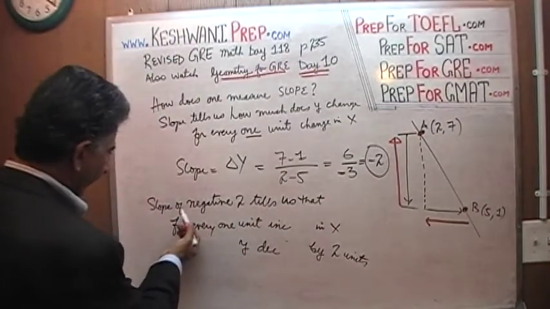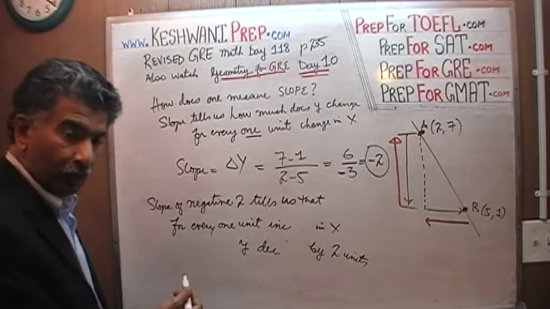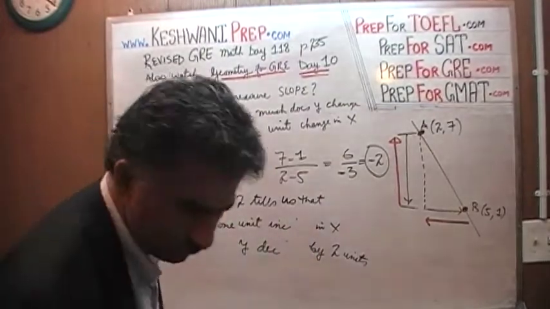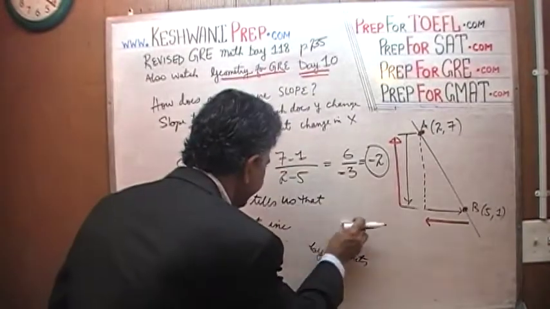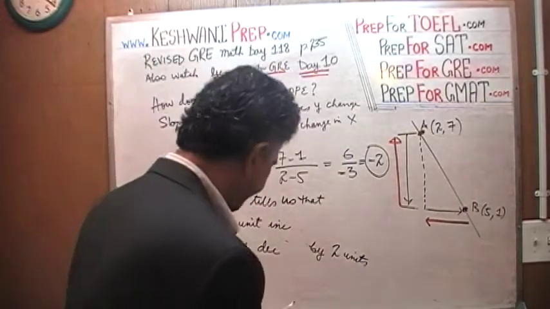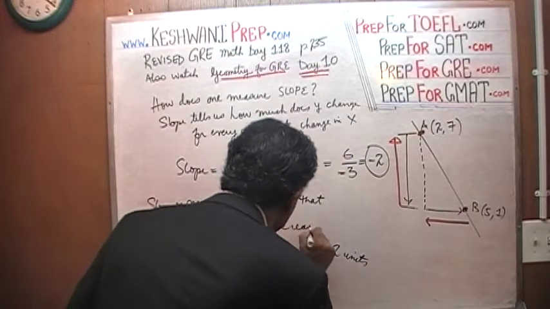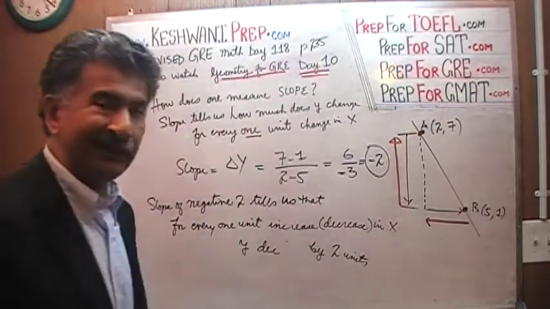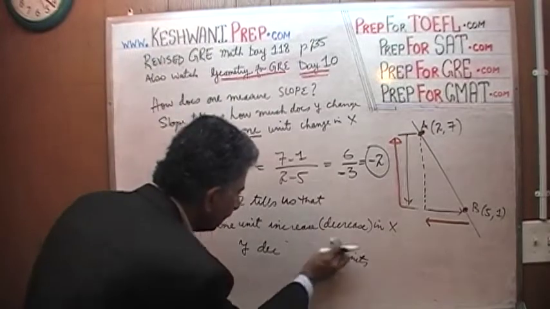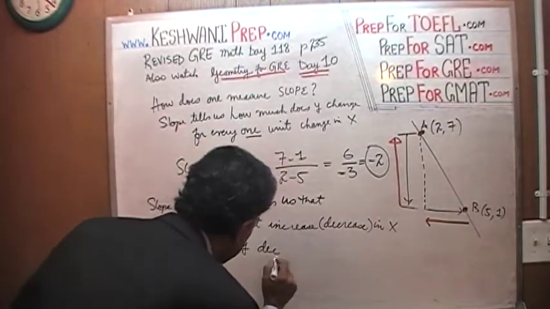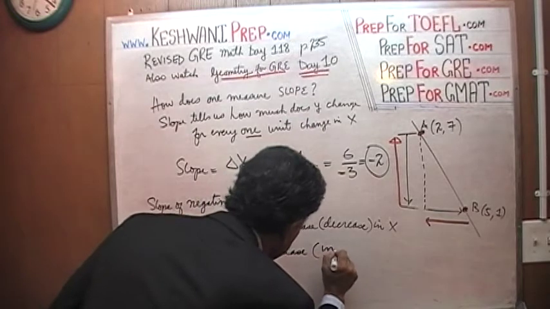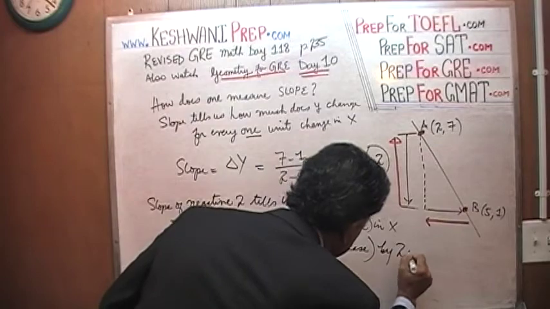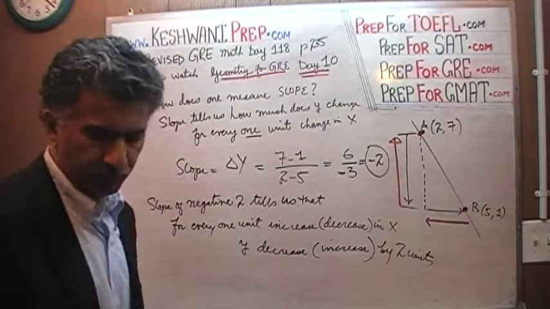Similarly, a slope of negative 2 also tells us that for every 1 unit decrease in x, y would increase by 2 units. That's all.